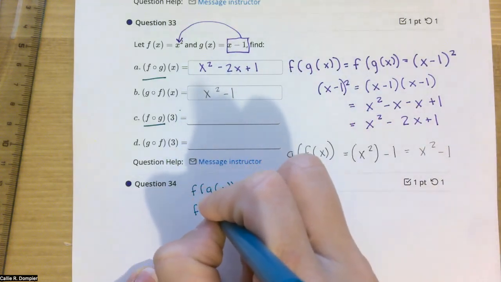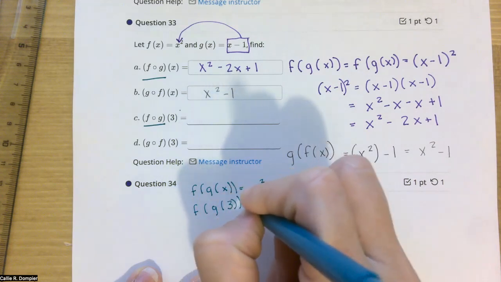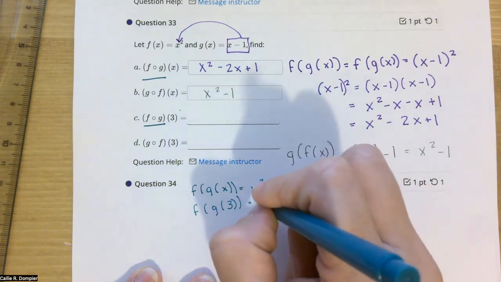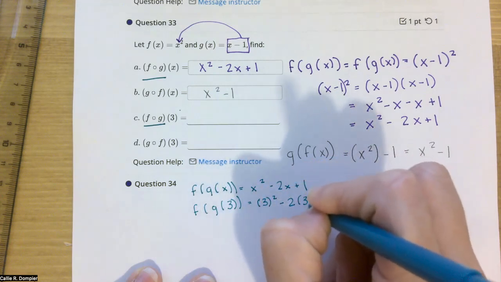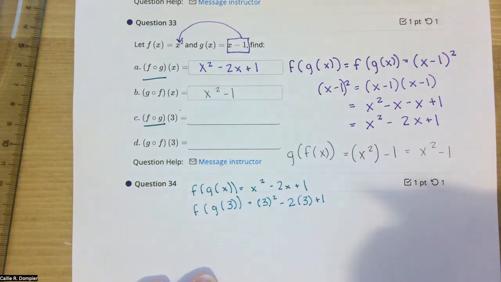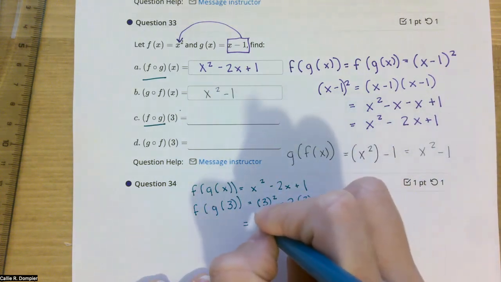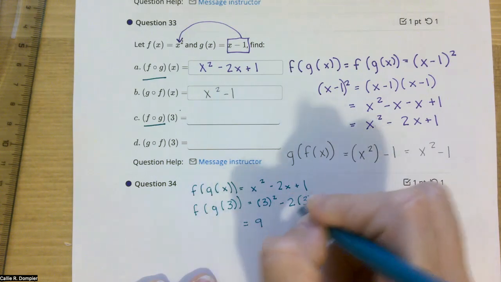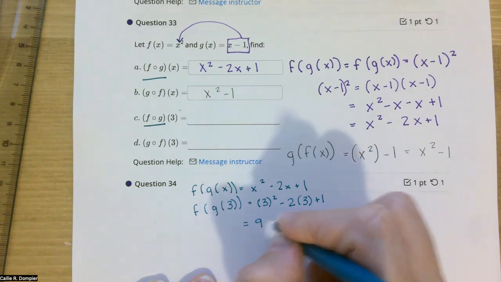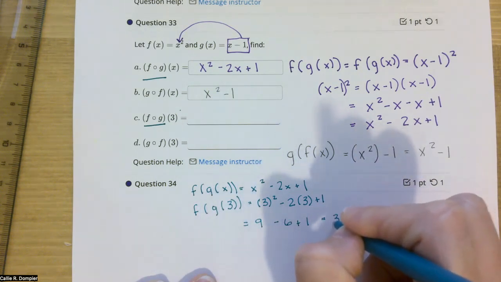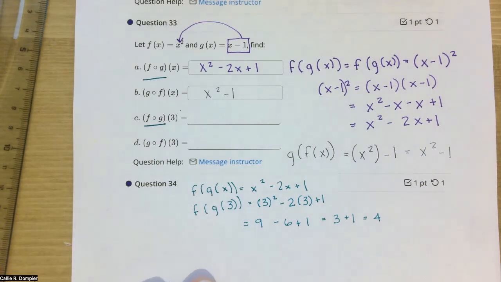So f of g of 3 is going to be equal to 3 squared minus 2 times 3 plus 1. And then that simplifies. 3 times itself is 9. Negative 2 times 3 is a negative 6 plus 1. 9 minus 6 is 3. Plus 1 is 4. Good.